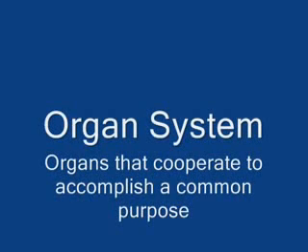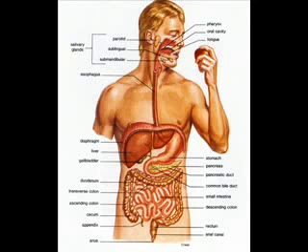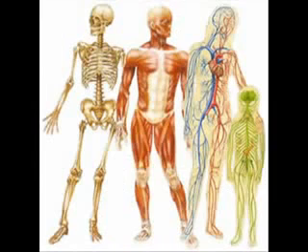Organ system, organs that cooperate to accomplish a common purpose. The mouth, esophagus, liver, stomach, gallbladder, spleen, small intestine, and large intestine are just a few of the organs that are found in the human digestive system. Examples of other organ systems in the human body include the skeletal, muscular, cardiovascular, nervous, respiratory, urinary, and reproductive systems.